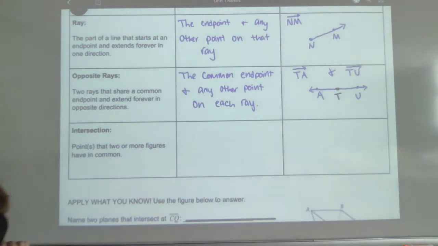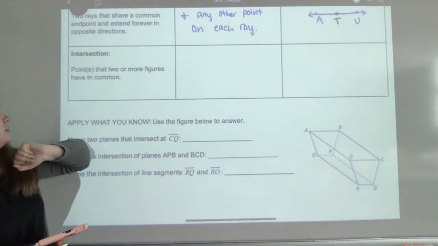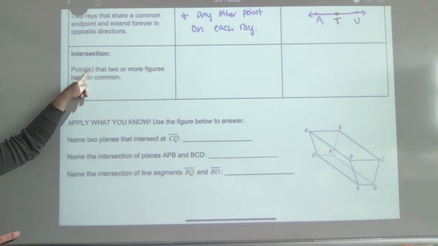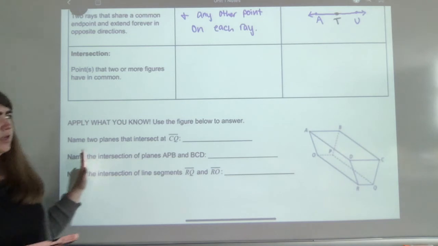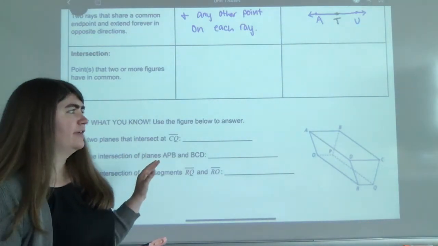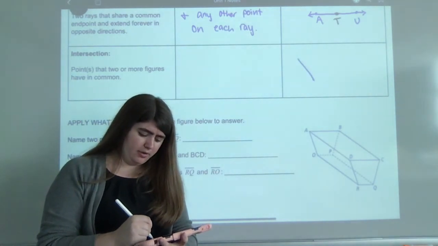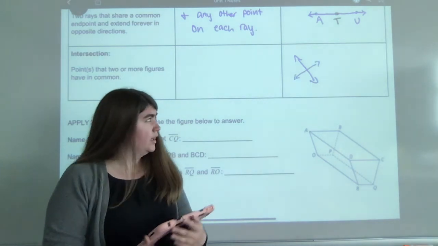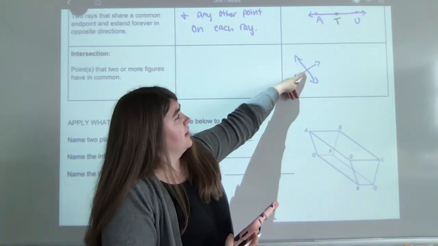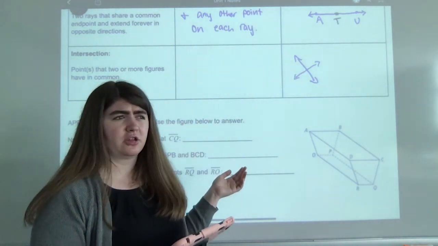Alright, our last vocabulary word for this section, and I know there was a lot of them, and this is our last one. We have an intersection. An intersection is a point or points that two or more figures have in common. So you might be thinking, okay, well, if two lines were to cross, they'd have one intersection point. And you would be correct. So if I crossed these two lines, there's this point in the middle that they cross at. But when would you have more than one point at an intersection?